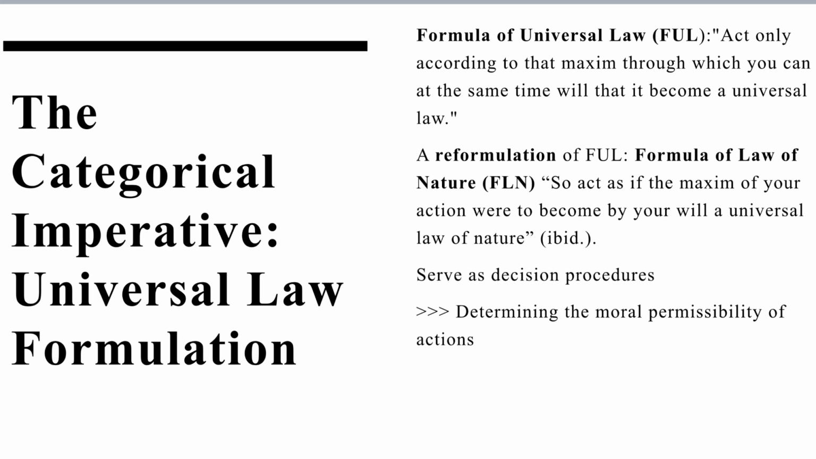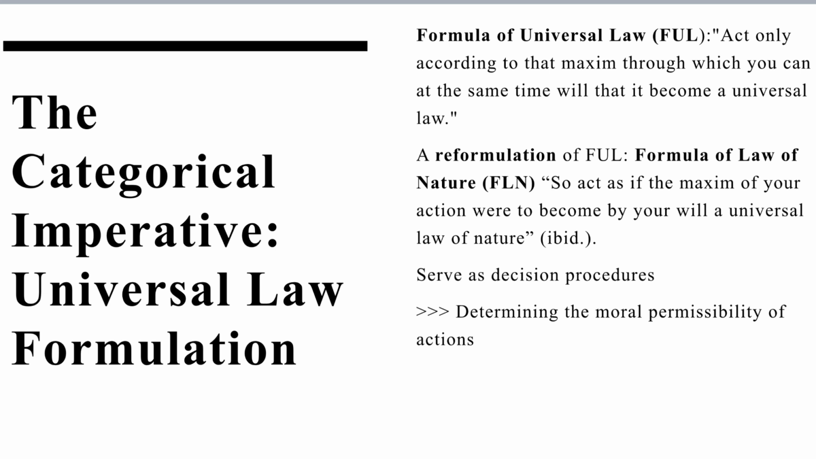The next formulation we're going to talk about is the formula of universal law, FUL. It goes like this: act only according to that maxim through which you can at the same time will that it become a universal law. We also have a reformulation of FUL, that is FLN, the formula of law of nature, which goes like this: act as if the maxim of your action were to become, by your will, a universal law of nature. FLN is used to test the morality of actions, determining whether one's maxim is universalizable.